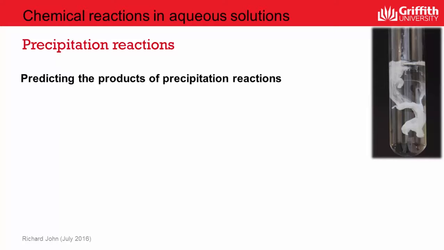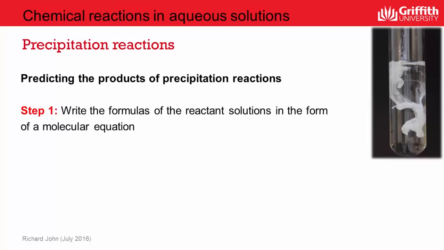In order to predict the products of a precipitation reaction, we're going to go through a series of steps. The first one is to write the formulas of the reactant solutions in the form of a molecular equation. Any precipitation reaction has two solutions being mixed together, and the idea is to predict, first, whether a precipitate is going to form at all, then what the identity of that precipitate is, and then we need to balance the equation and do a few other things. Here I've written the chemical formulas of the reactants in the form of a molecular equation: a silver nitrate solution and a barium chloride solution.